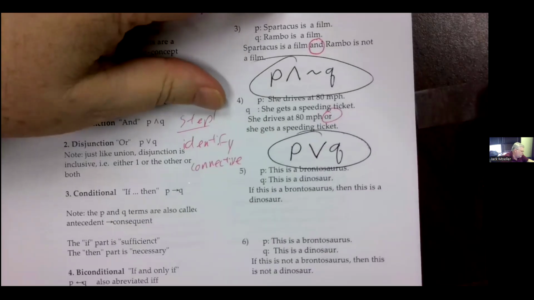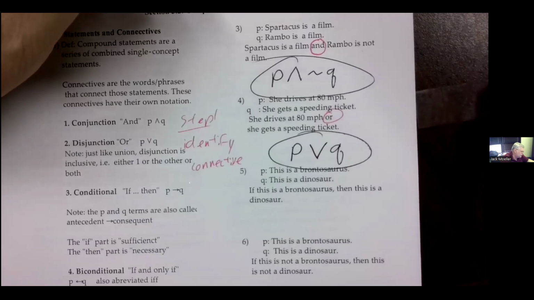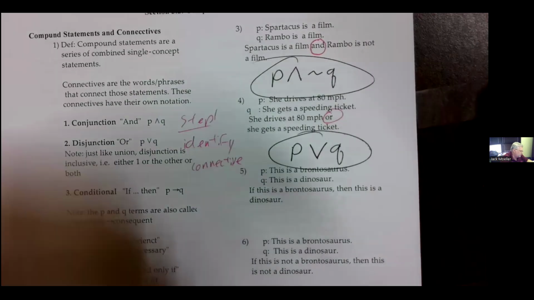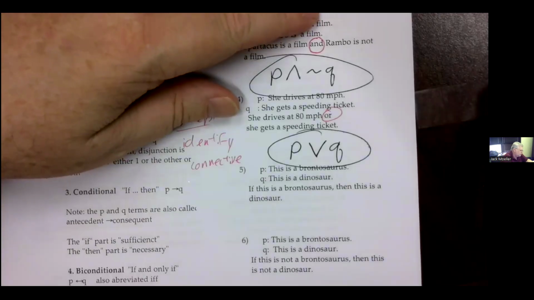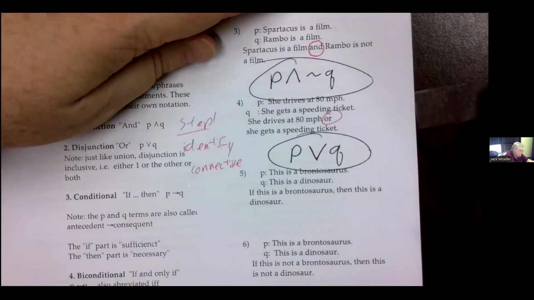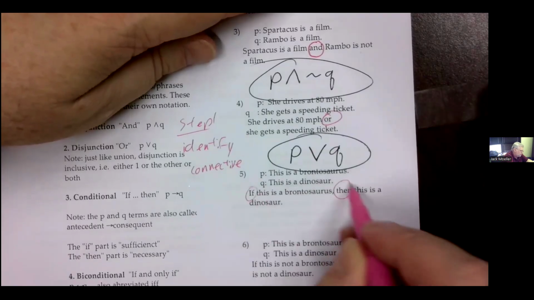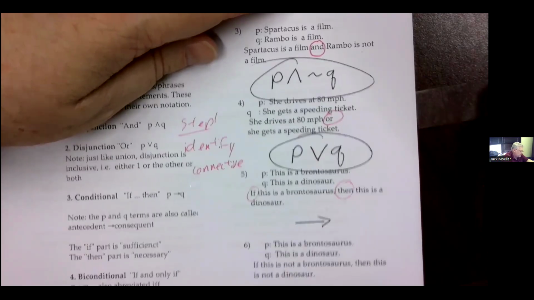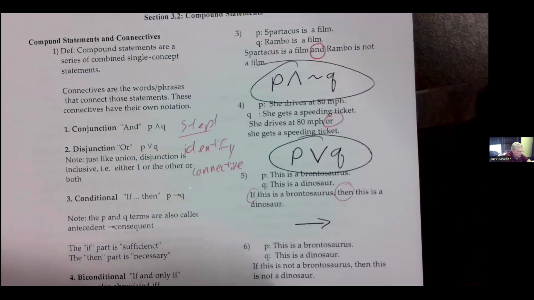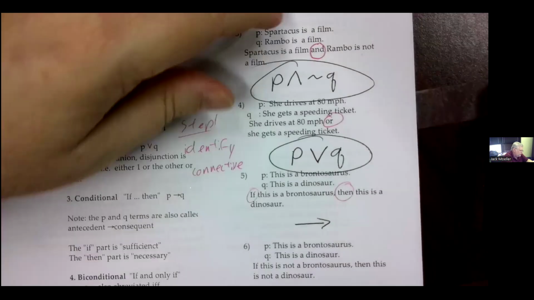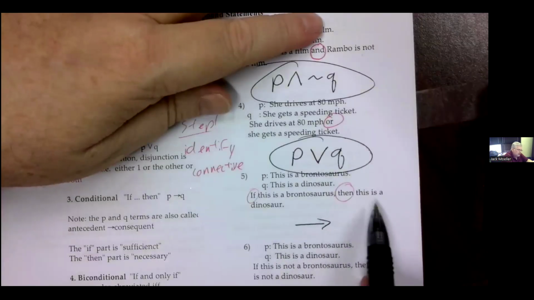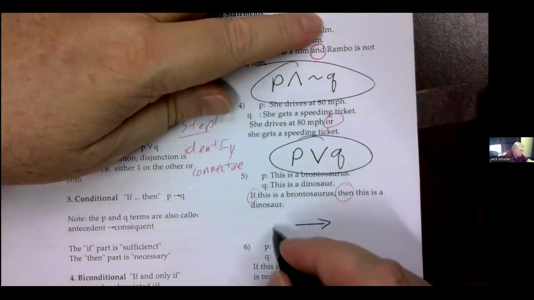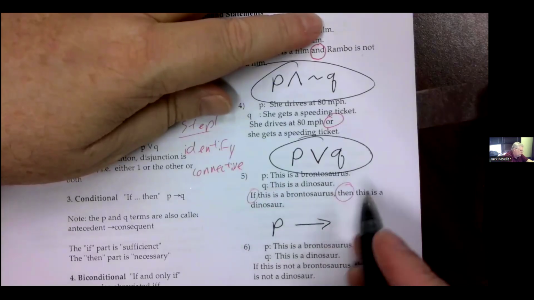All right, 5. P, this is a brontosaurus. Q, this is a dinosaur. Our statement is if this is a brontosaurus, then it is a dinosaur. So what's the connective? Well, we have an if then. If then means an arrow to the right. Now it absolutely matters what's on the left and what's on the right. The left is the first half of the sentence, the right is the second half. So this is a brontosaurus is P. This is a dinosaur is Q.